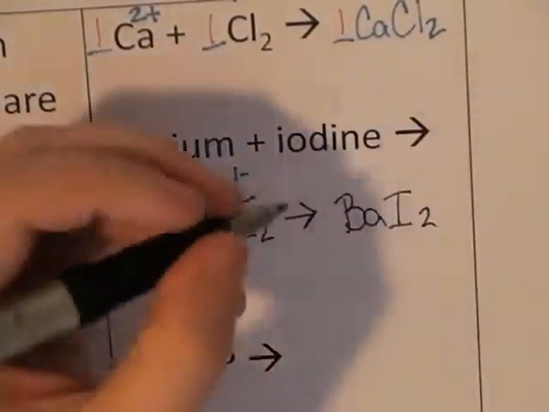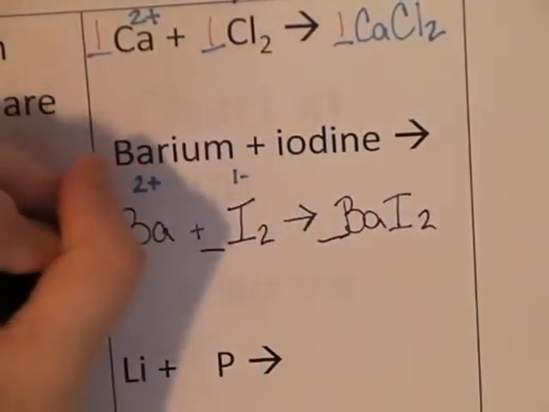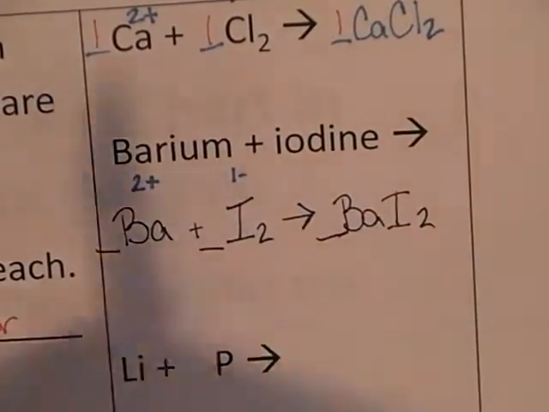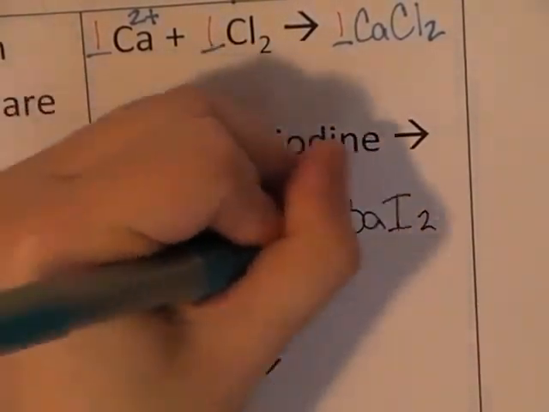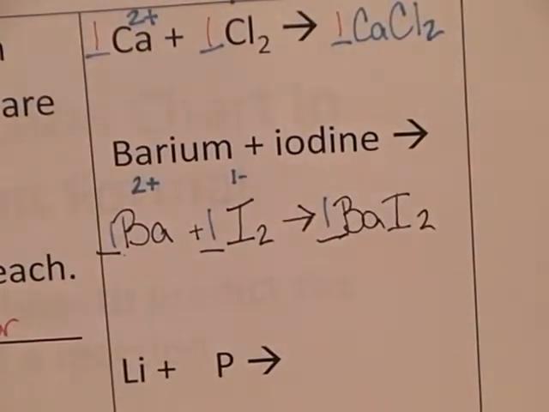So notice, just like before, it is already balanced, right? 1 and 1, 2 and 2, so 1, 1, and 1. And we're all set. That's it. Okay, this is just like making ionic compounds that like we did before Christmas. There's not really anything new in order for you to understand synthesis.